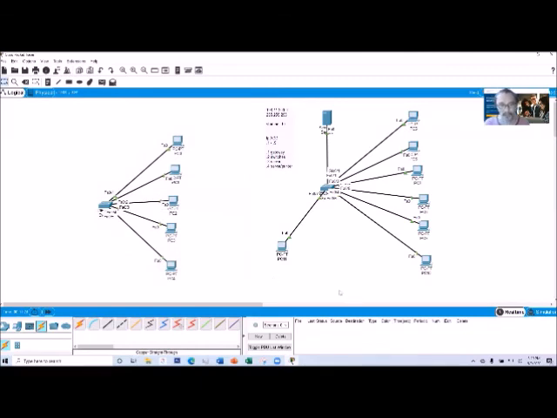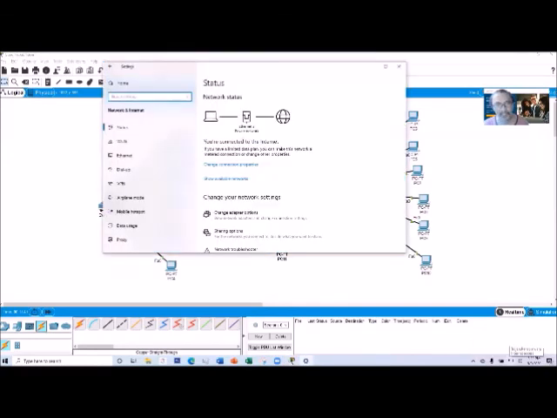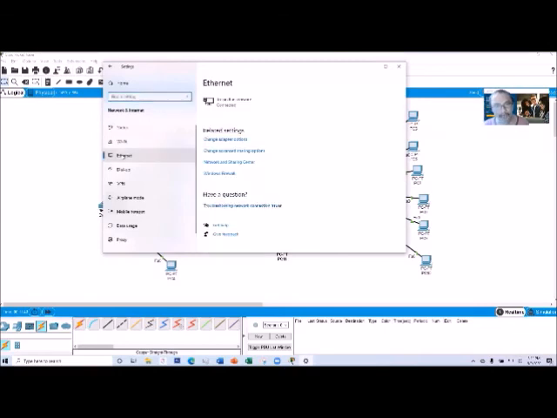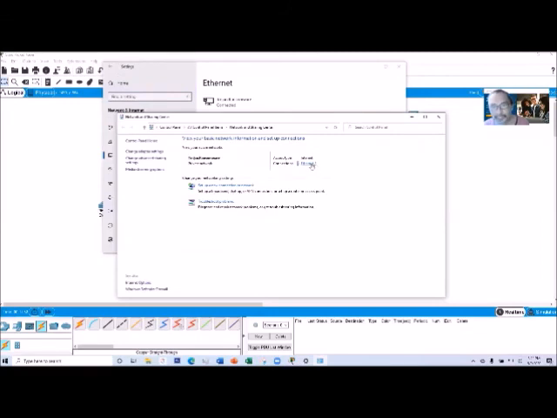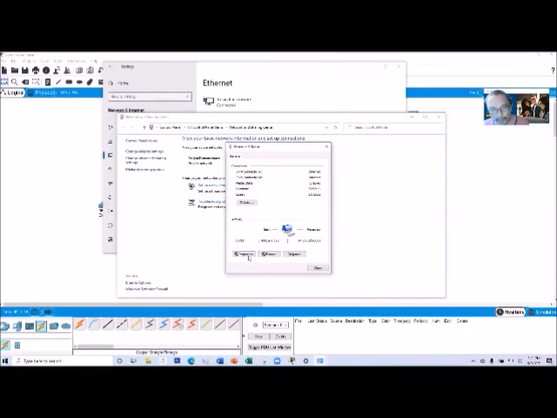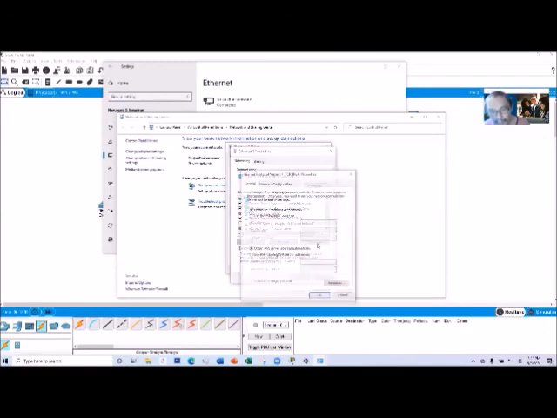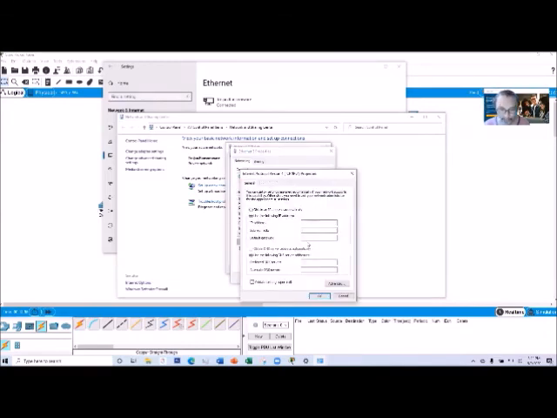Now, the manner of configuring it in Packet Tracer is different from the manner you configure it on your PC. On your PC, there is an icon here that says network. You right-click it and open Network and Internet settings. From there, you go to Ethernet, then you go to network sharing, you go to this Ethernet or that adapter setting, it doesn't matter. Once you click, you go to the properties, you go to IPv4, get its properties, then you can change the IP address now. That's how we change the IP address on our PC.